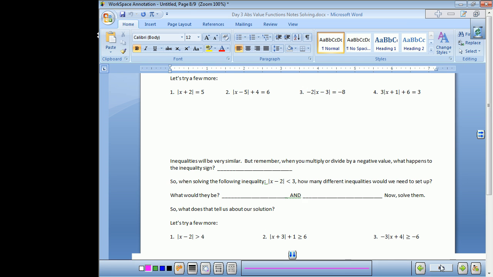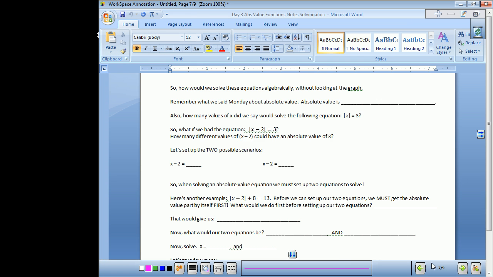Okay. So now let's look at algebraic, which is truly my favorite way, because graphically, you would only use it if you already had a graph. If you already have a graph, graphically works. If you don't have a graph, you're going to do absolute value equations and inequalities algebraically. So remember, absolute value is a distance. It's the distance from 0 on the number line.